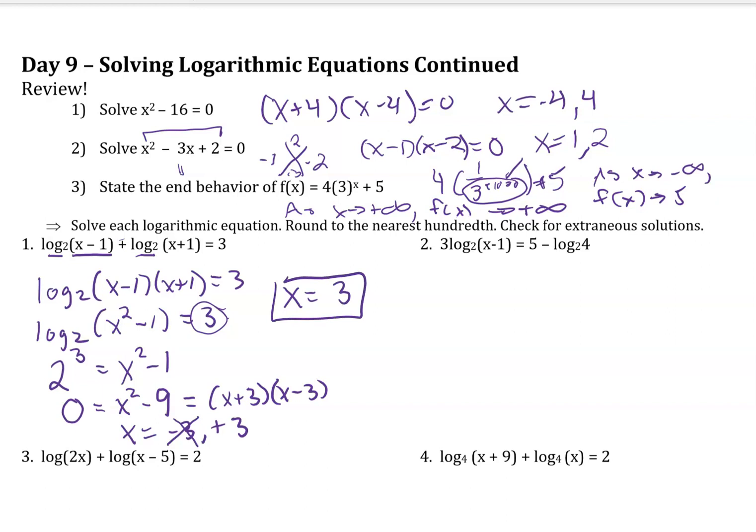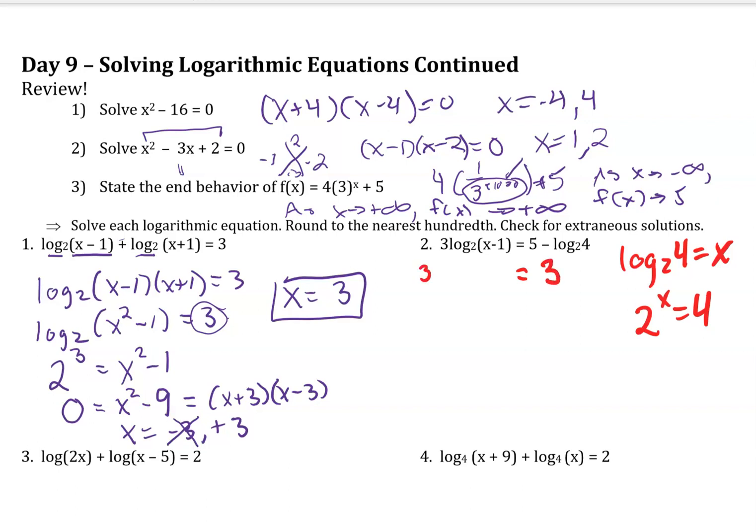For our next problem, we have 3 log base 2 of (x minus 1) equals 5 minus log base 2 of 4. Well, first, log base 2 of 4 does not have a variable in it, so it is just going to be a number. What does log base 2 of 4 really mean? It means that 2 to the x power equals 4. What power would that have to be? 2. So we know that this right side is 5 minus 2, which is 3.